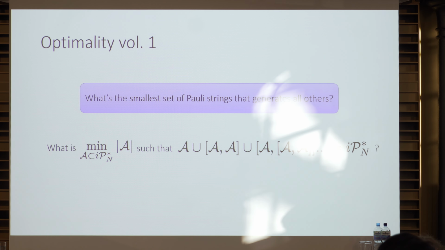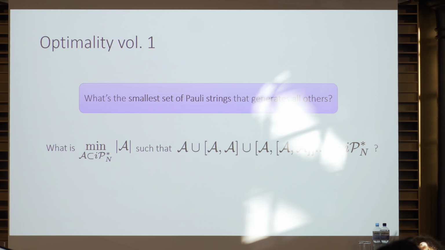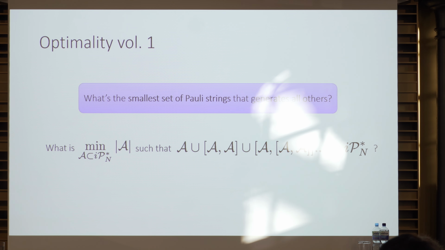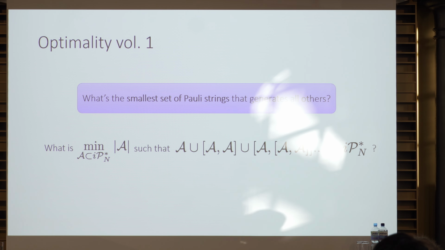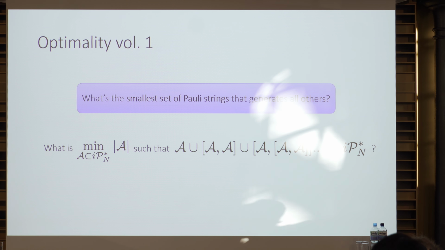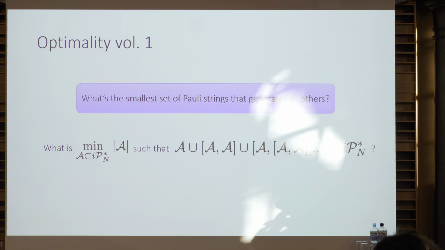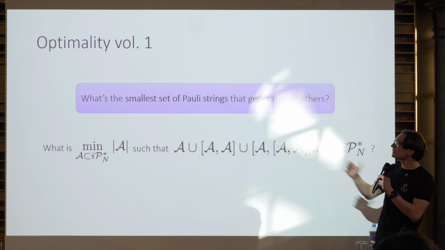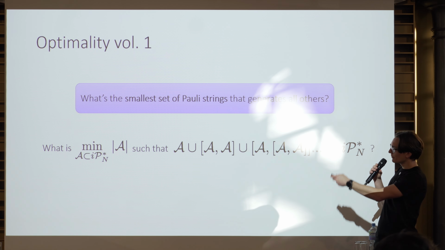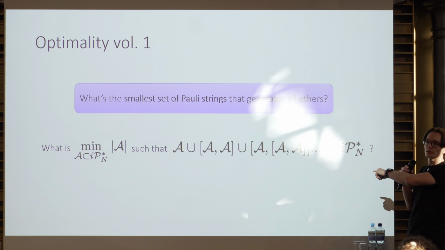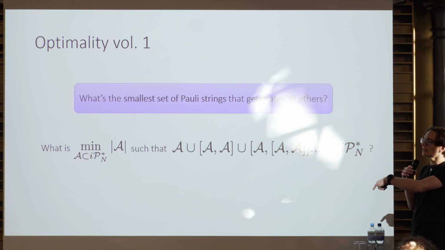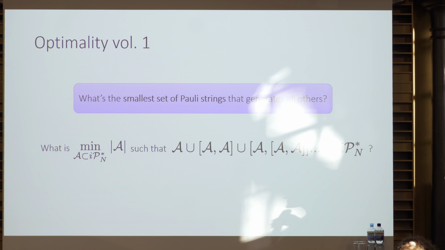Are you ready? So the question here is, what's the smallest set of Pauli strings that generates all others? And maybe some of you have already seen the poster by Gerard, and if you looked really hard at it, you would actually see the answer there too. It's a consequence of what they also did. We did it in a different way though. And just to rephrase it a little bit more mathematically, what's the minimal size of a set of Paulis such that all possible commutators of commutators give me the whole Pauli group?